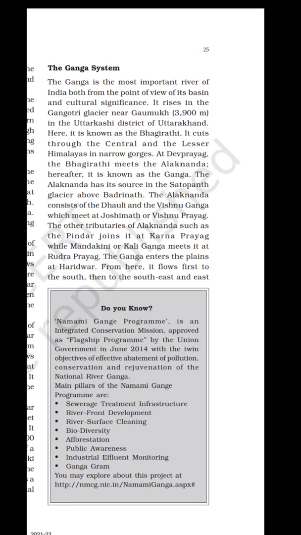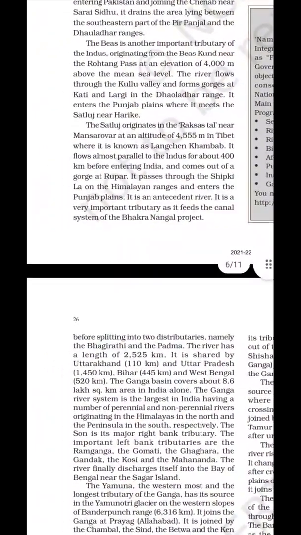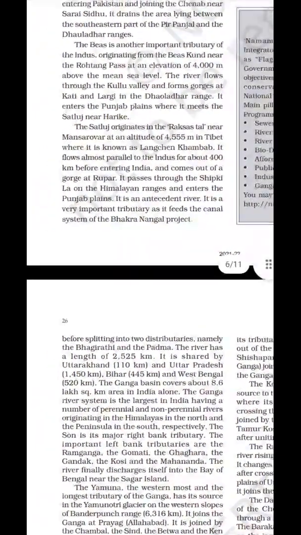The Alaknanda has its source in the Satopanth glacier above Badrinath. The Alaknanda consists of the Dhauli and the Vishnu Ganga, which meet at Joshimath or Vishnu Prayag. The other tributaries of Alaknanda, such as the Pindar, join it at Karnaprayag, while Mandakini or Kali Ganga meets it at Rudraprayag. The Ganga enters the plains at Haridwar. From here, it flows first to the south, then to the southeast and east before splitting into two distributaries, namely the Bhagirathi and the Padma.